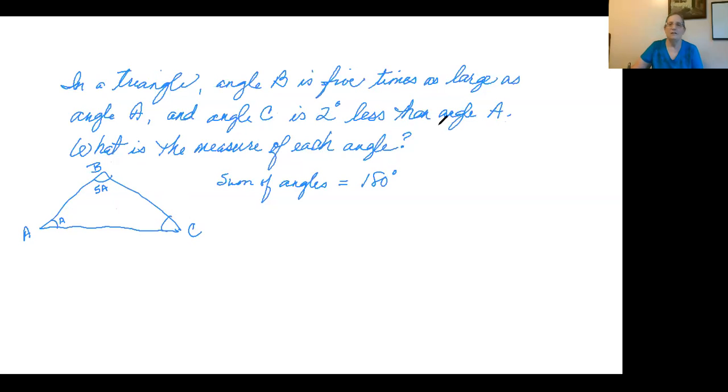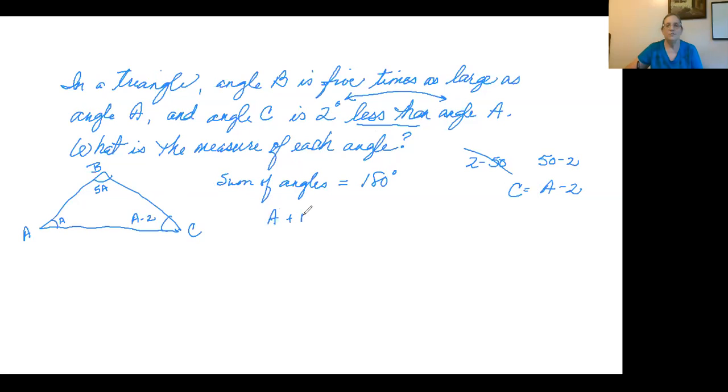Now this means that if angle A was 50, angle C would be 48, right? You don't get that by saying 2 minus 50. You get that by saying 50 minus 2. So angle C is going to be angle A minus 2 degrees. Less than means subtract, but the order is always reversed. So it's subtract and reverse the order. So angle C is going to be angle A minus 2.